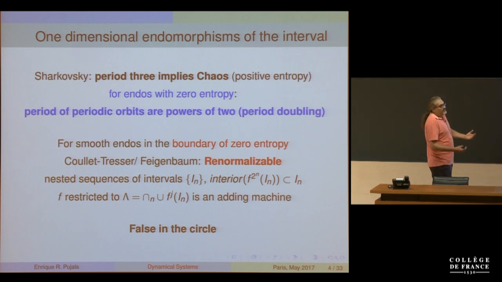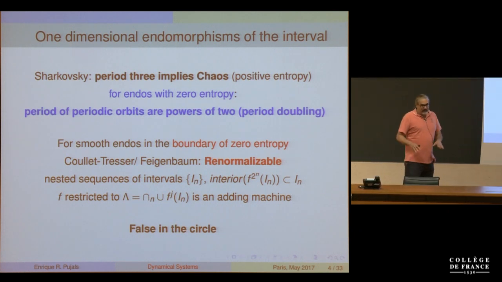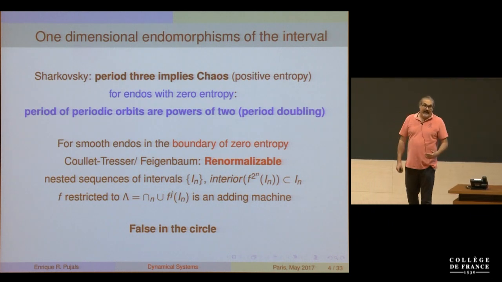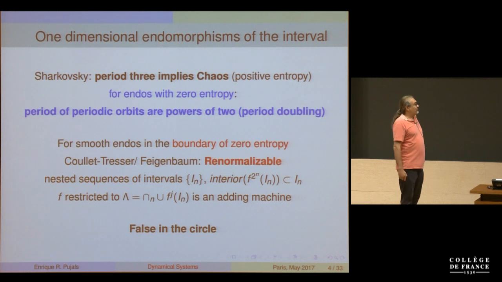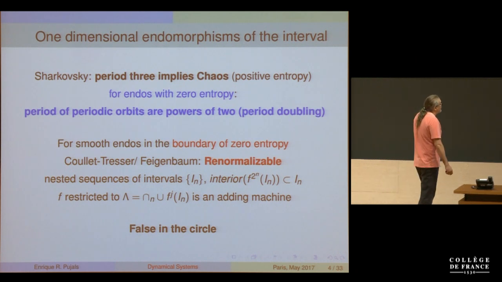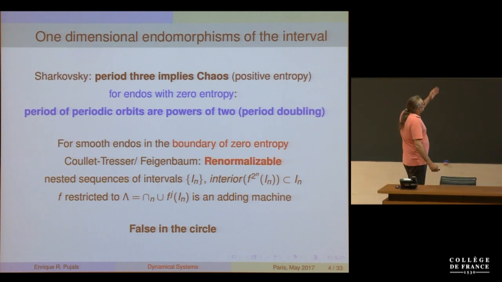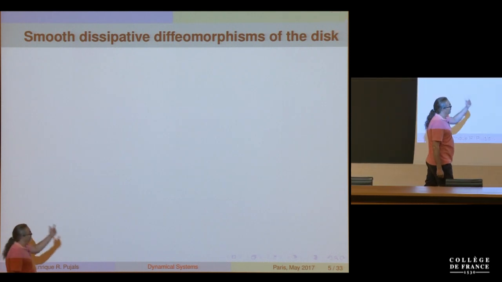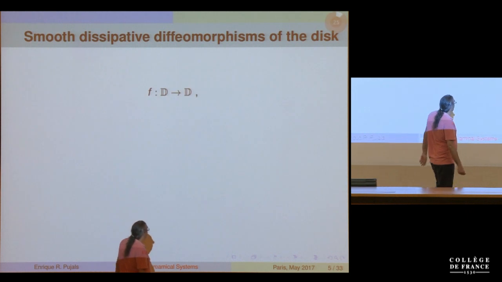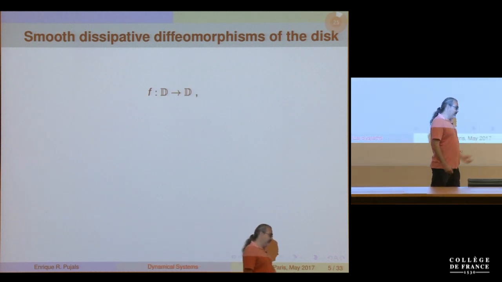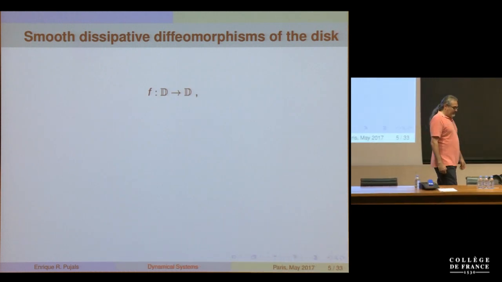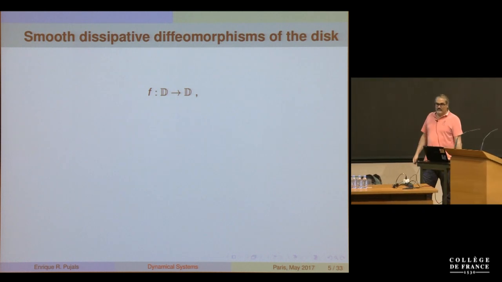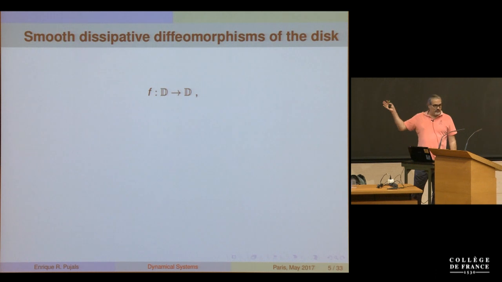Okay, so what is the next step? Sometimes we take something that we know, and then try to move a little bit ahead in another kind of scenario where it's possible to say something. From one-dimensional endomorphisms, we are going to move to a smooth dissipative diffeomorphism of the disk. So what is this? You have a map from the disk to itself. I didn't say much, but this is a two-dimensional disk.